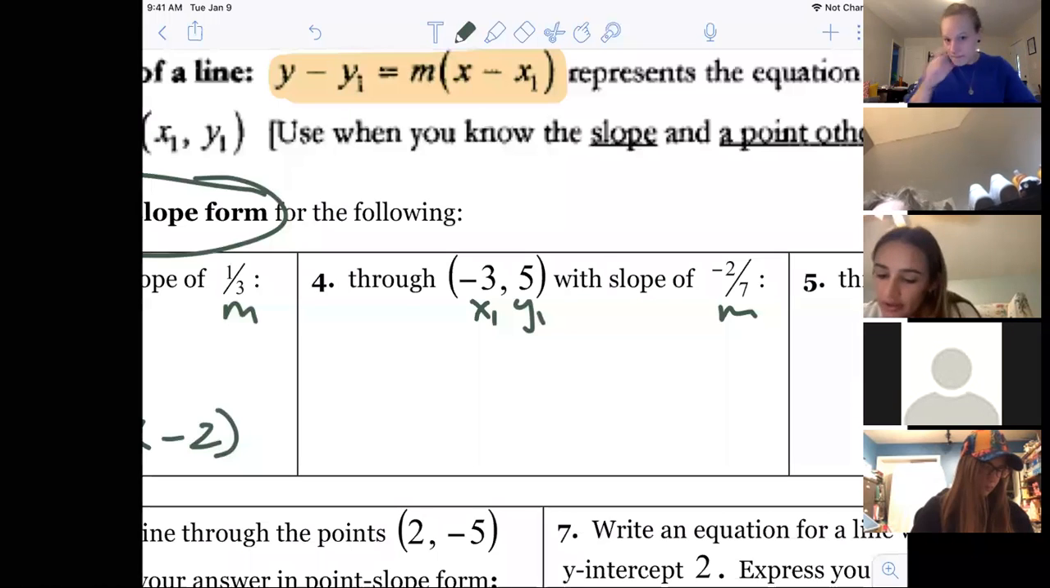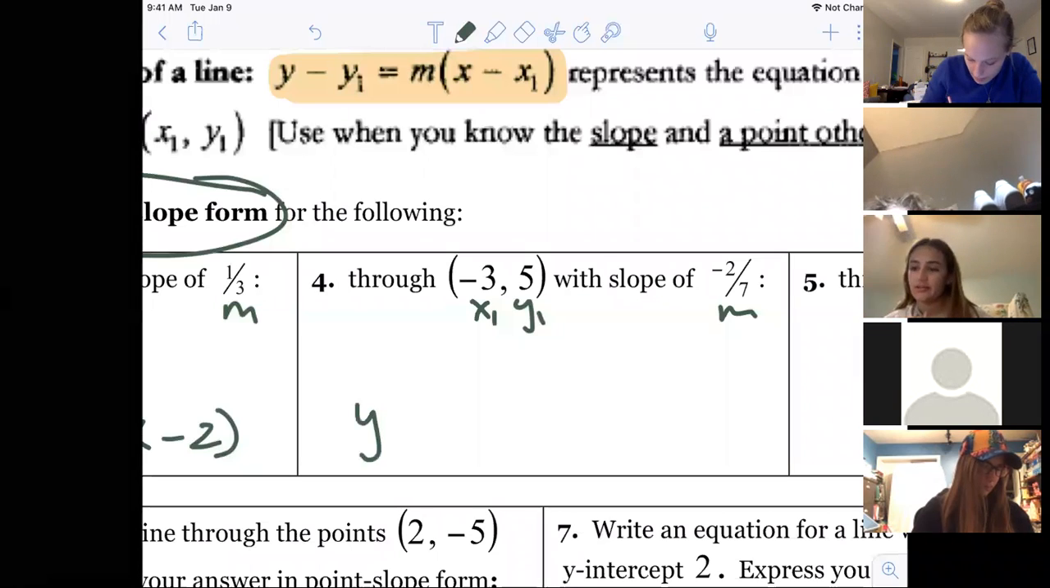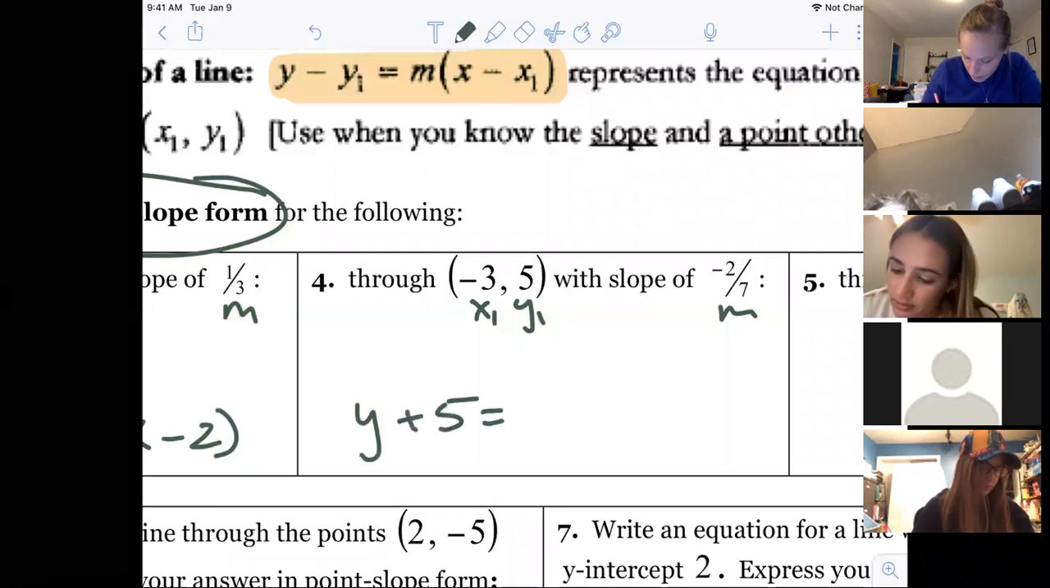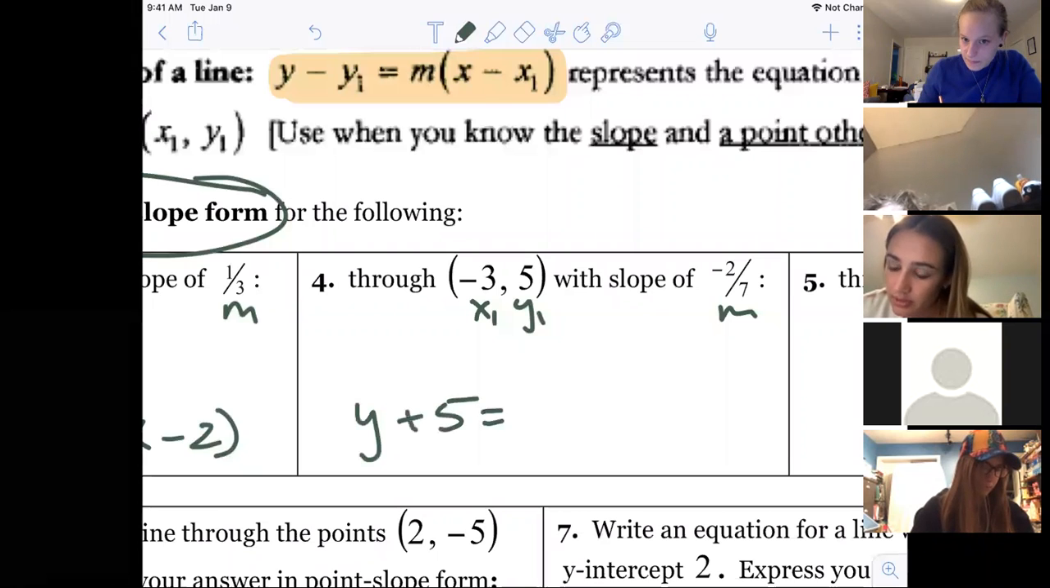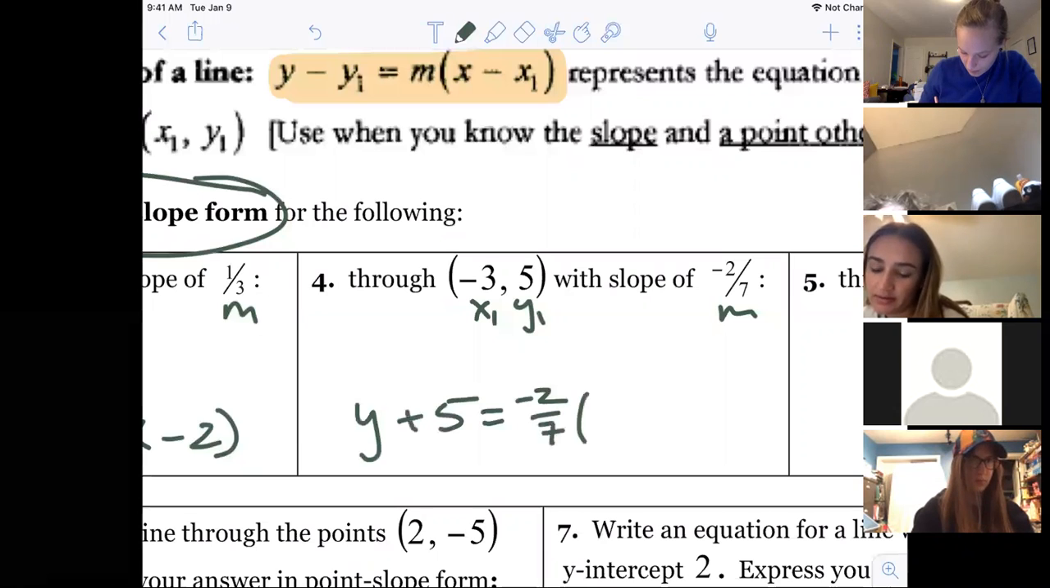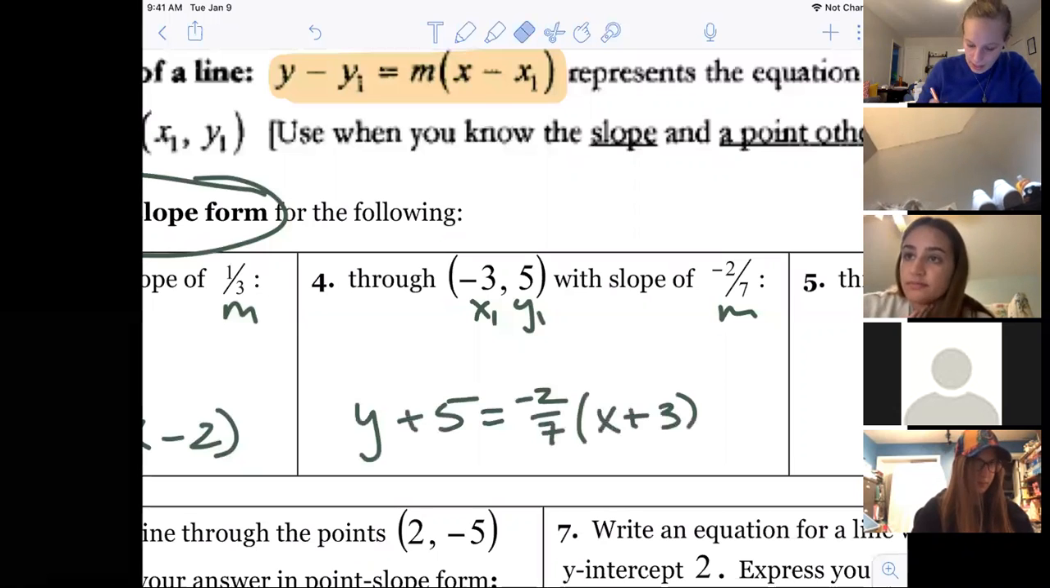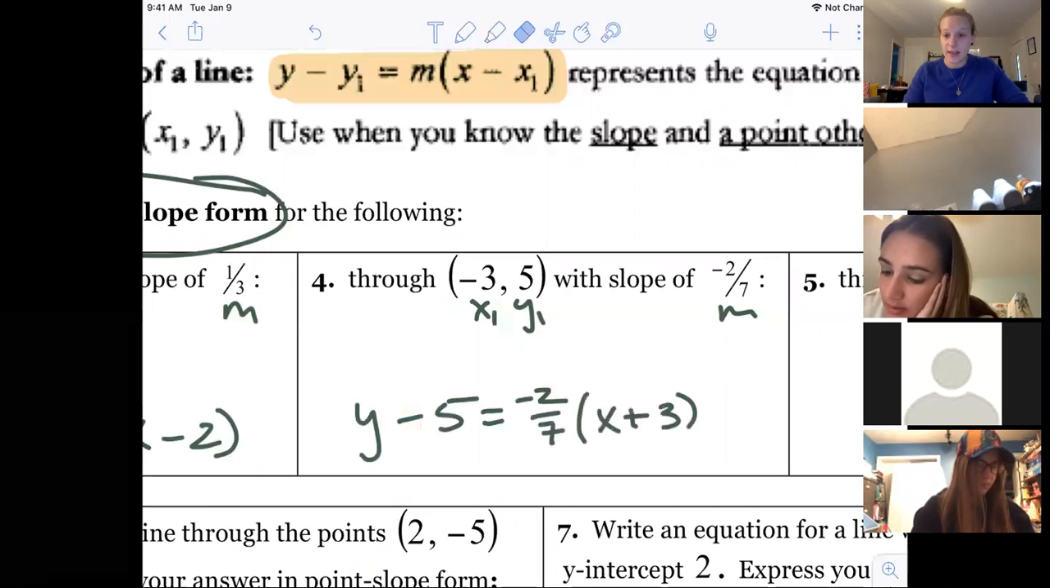It'd be y plus 5 equals -2 sevenths, and then the x plus 3. Good. I've got one problem. I want this plus 5 to be a -5, since it's normally a +5 here. So we always do minus that one, and so we're just gonna make that a -5. Other than that, perfect, Kate, thank you.